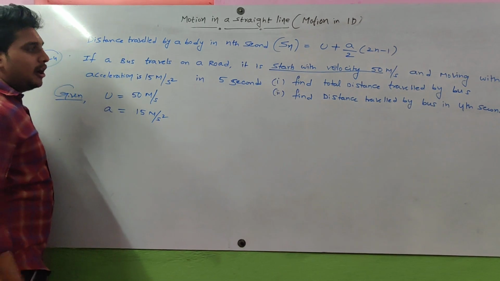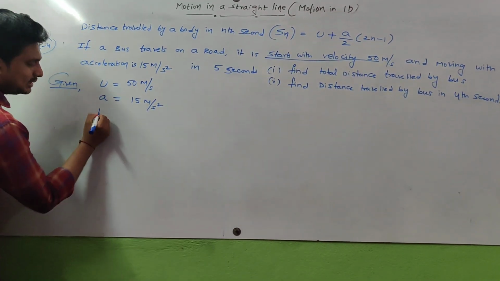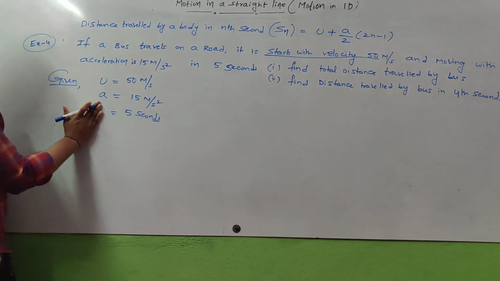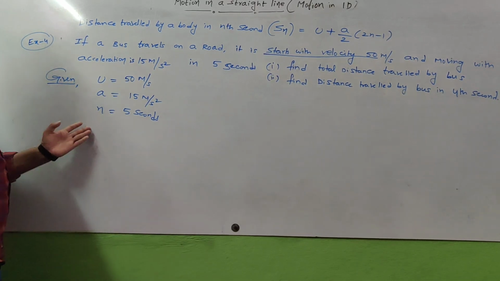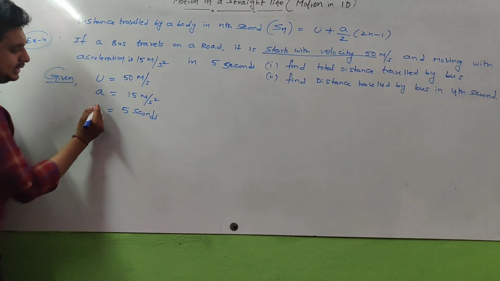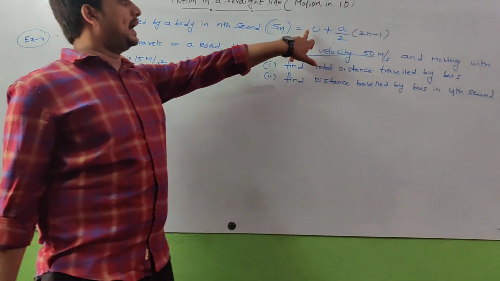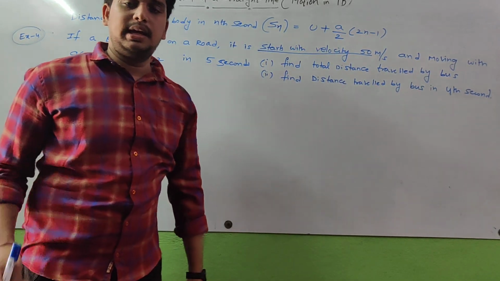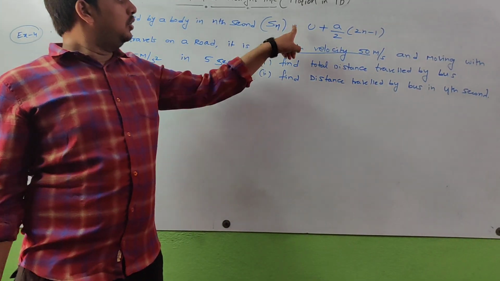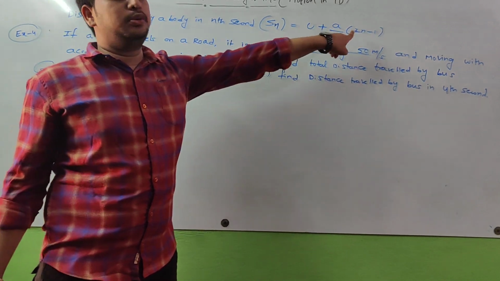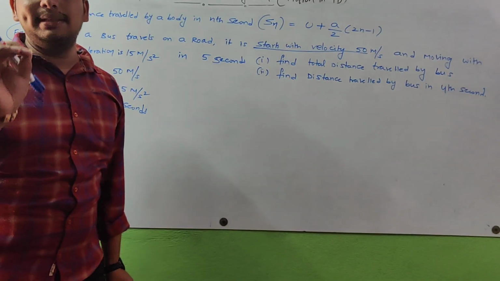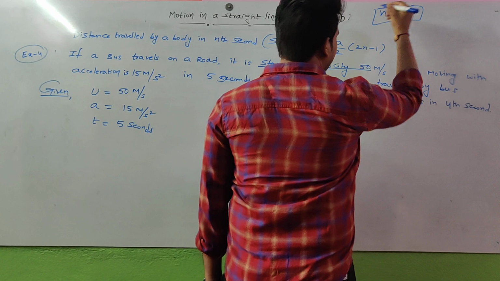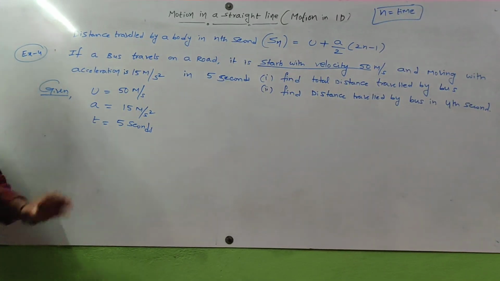It traveled in 5 seconds. Total time is 5 seconds. It is indicated by n also. Otherwise, you should consider here t or n. If you consider time is equal to n, you should use the formula U plus A by 2 into 2n minus 1. If time is equal to t, you write the formula U plus A by 2 into 2t minus 1. That's it. Here n means time. So t is equal to 5 seconds.